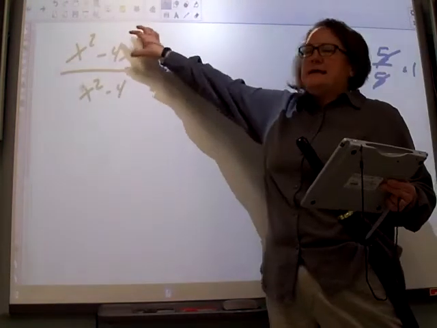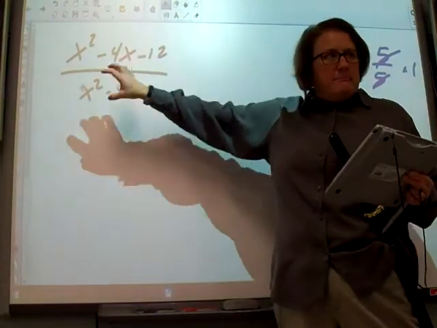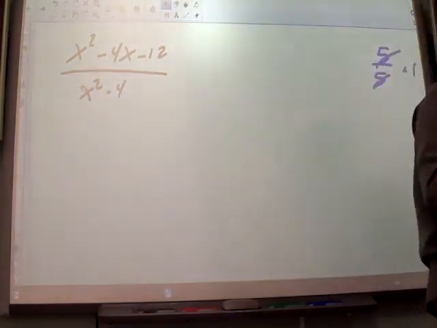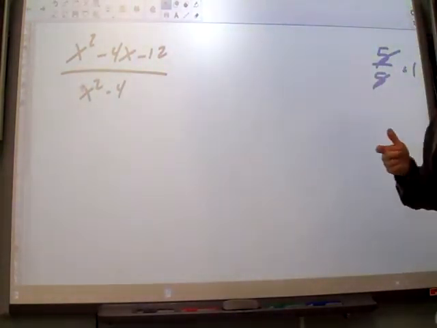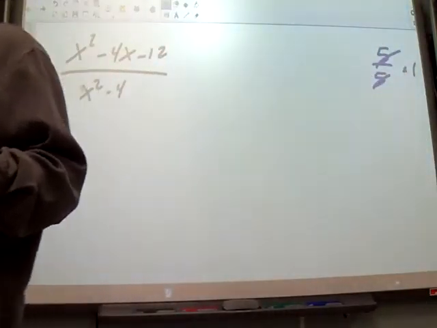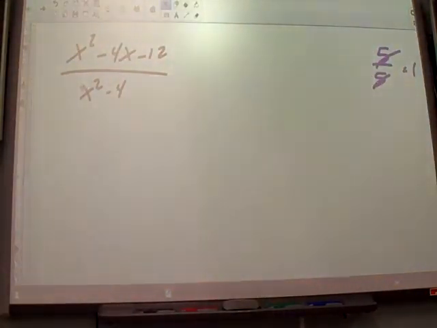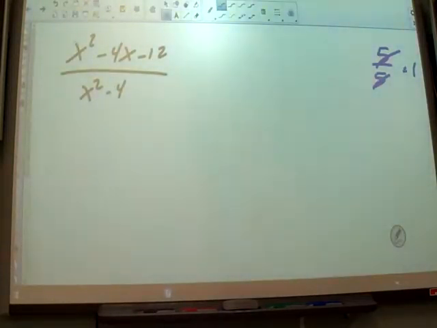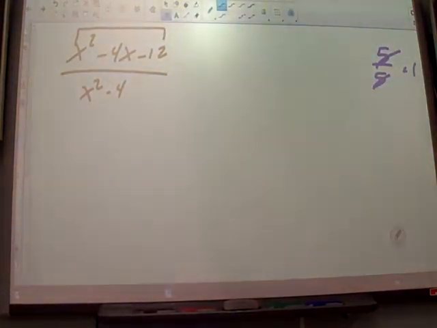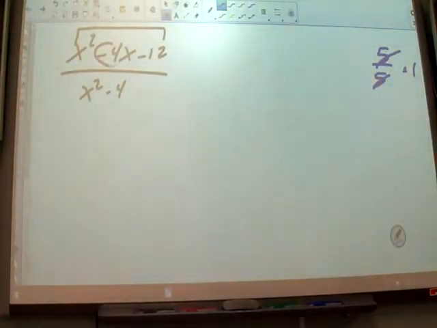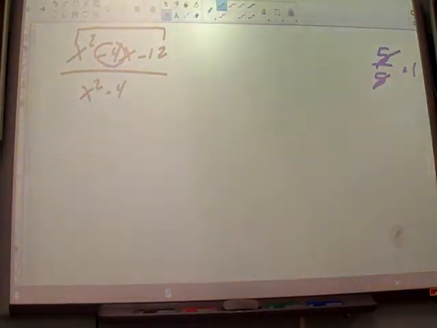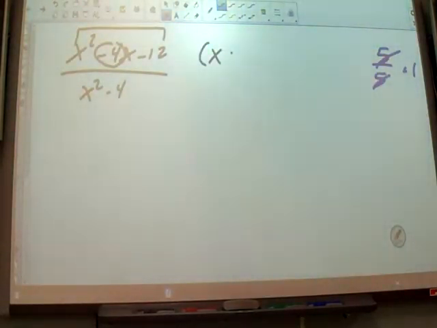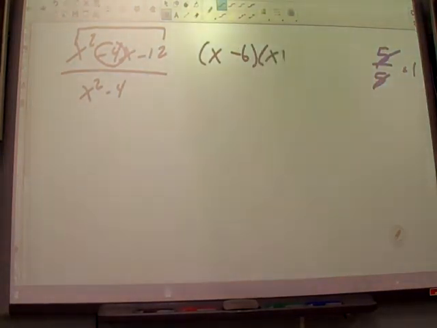Can I get a piece here that has the exact same piece on the bottom so that I can cancel it out? Okay? So on the numerator, I'm looking to see what that trinomial factors as. So I'm taking my a times c, which is negative 12. What multiplies to make negative 12, but adds to make negative 4? Very good, Miss Lane Joe. So I got x minus 6 times x plus 2.